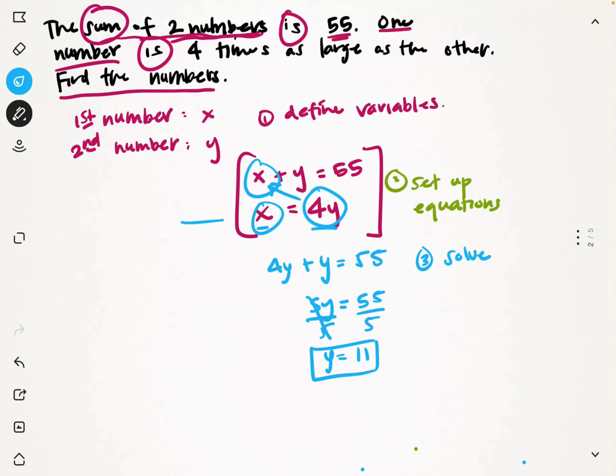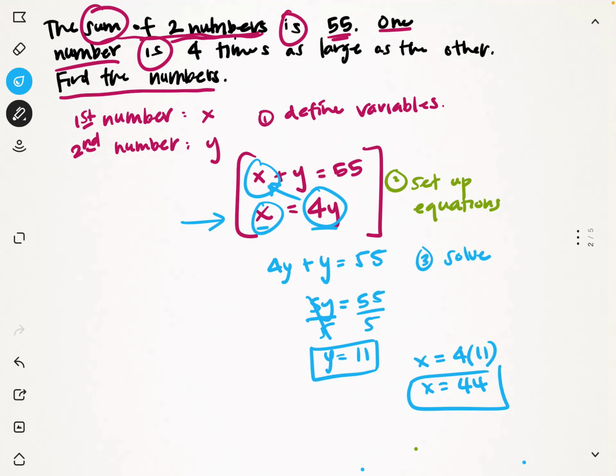I think the bottom one's a lot simpler than the top one. It doesn't matter, but just choose one. So we're trying to find x now, and we know that y is 11. So 4 times 11 is going to give us 44.